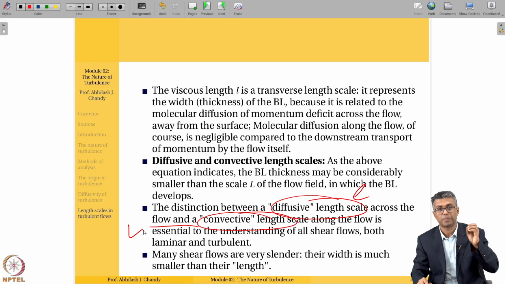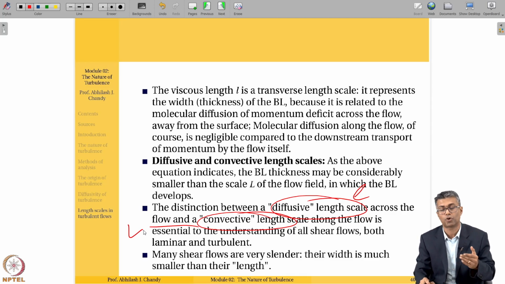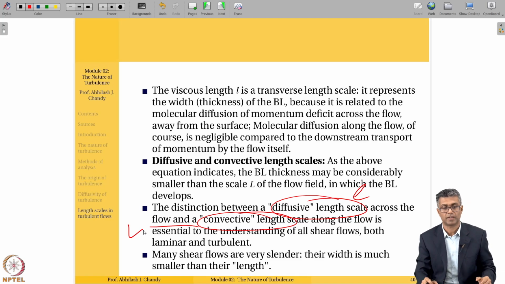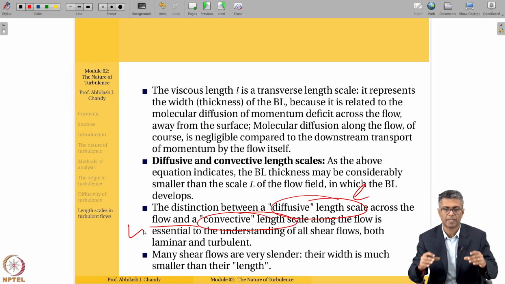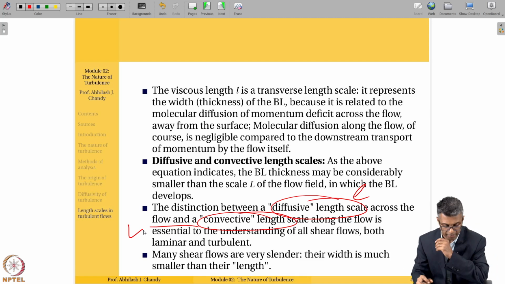This is beautifully presented in the book of Tennekes and Lumley, where they talk about the different length scales in detail. A lot of these kinds of flows are very slender. What do I mean by that? Their width is much smaller than their length. The boundary layer is an example of that.